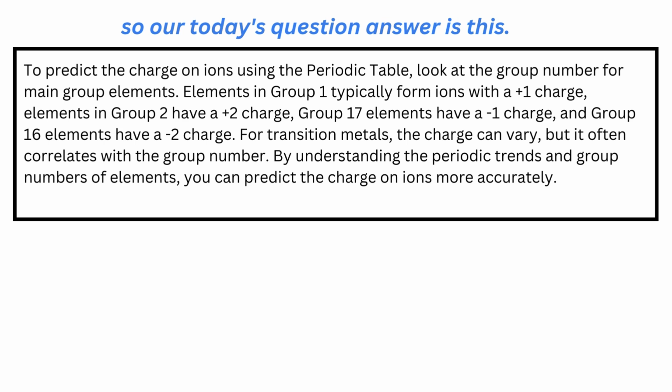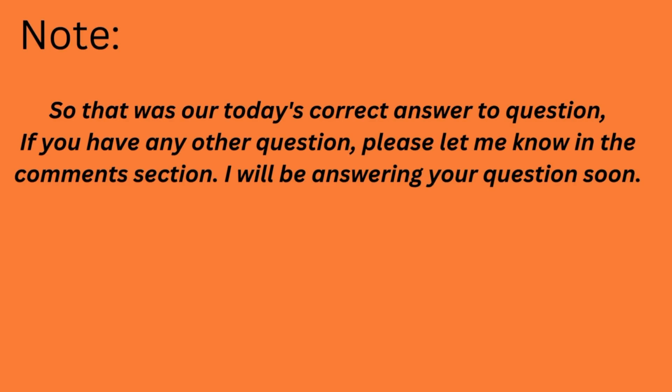For transition metals, the charge can vary, but it often correlates with the group number. By understanding the periodic trends and group numbers of elements, you can predict the charge on ions more accurately. So that was our today's correct answer to the question.